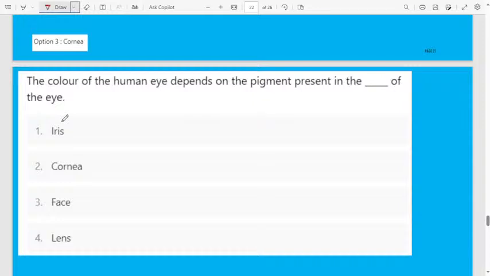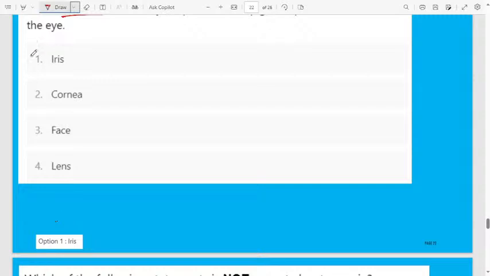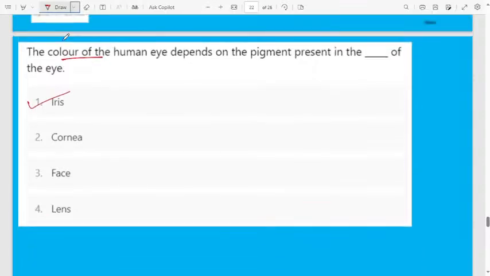The color of the human eye depends on the pigment present in the dash of the eye. See, you can observe some human eyes will be green color or blue. The color of the human eye depends upon the pigment present in the dash of the eye. First option iris, second one cornea, third one pupil, fourth one lens. Because of the presence of iris.